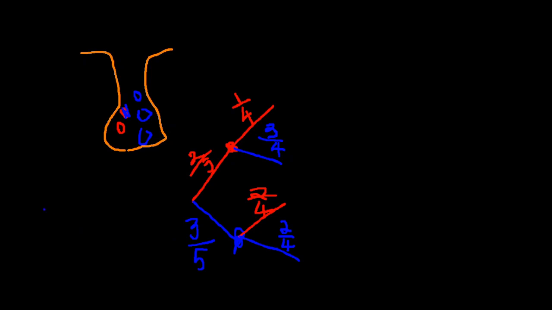Because all probabilities, the sum of probabilities should be equal to 1, right? On each branch, as I was saying, the sum of probabilities has to be equal to 1.